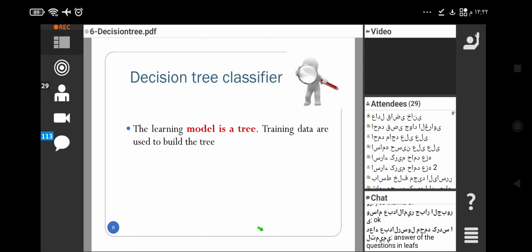Okay, as I said, in this decision tree classifier, the learning model is a tree. So we want to build a tree using the training data. As I said, in this tree, when we want to classify, it's like we ask some questions. So the main point is, how do we build this tree?